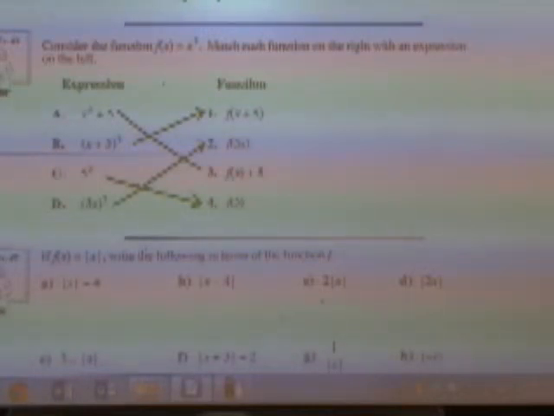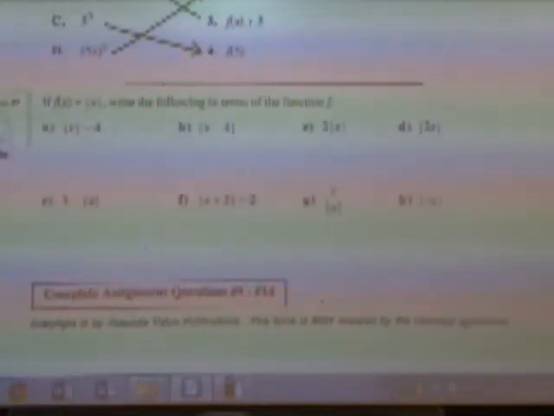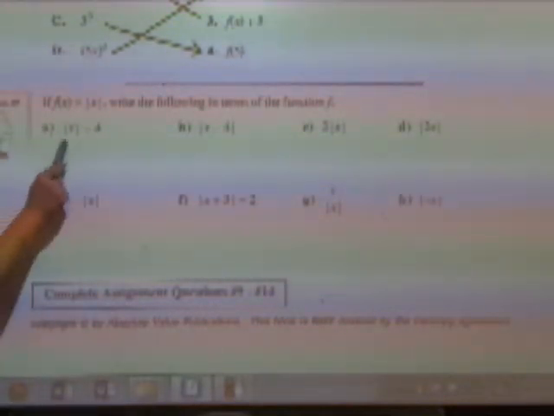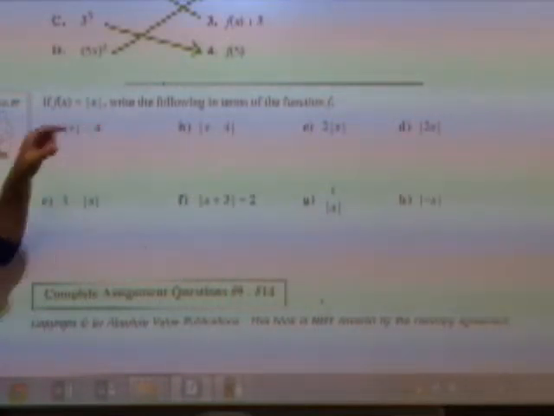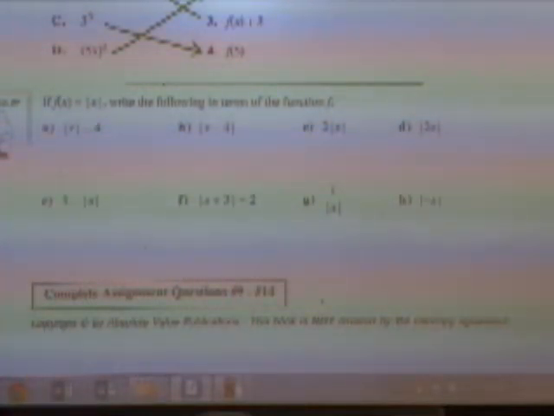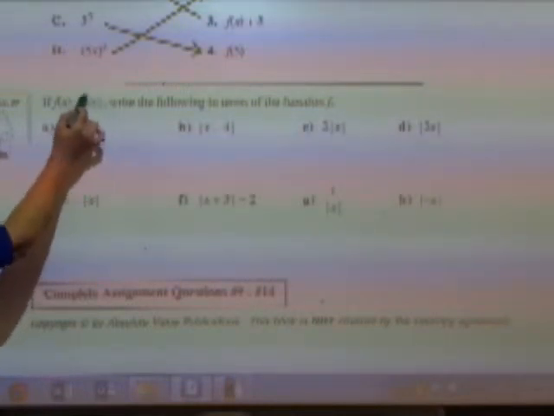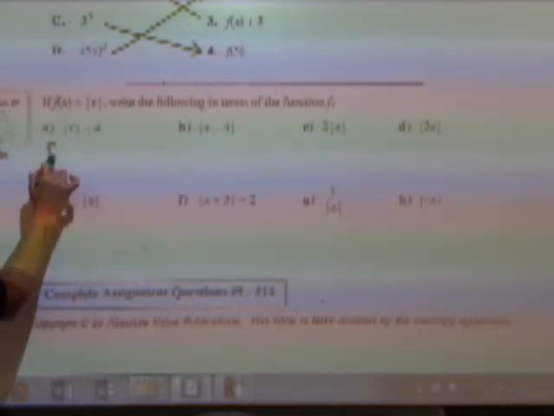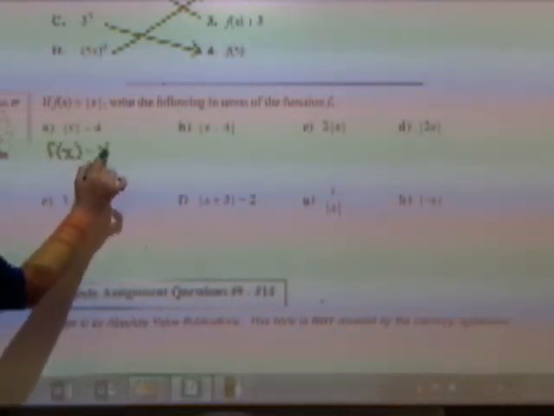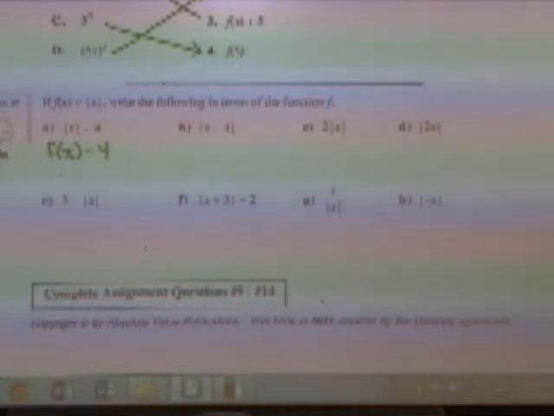Okay? And then the last one, you guys don't have all 8 of these. I know which ones you have. So A, we have. If f of x equals the absolute value of x, how can I write this expression in terms of that function? Wherever I see an absolute value, I can replace it with the f of x. So the absolute value of x becomes f of x minus 4. Okay. Nice.